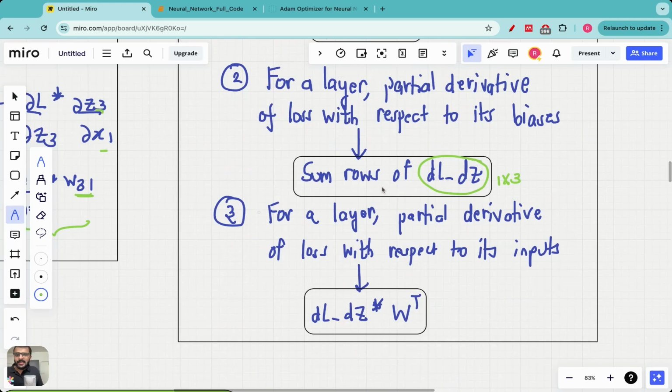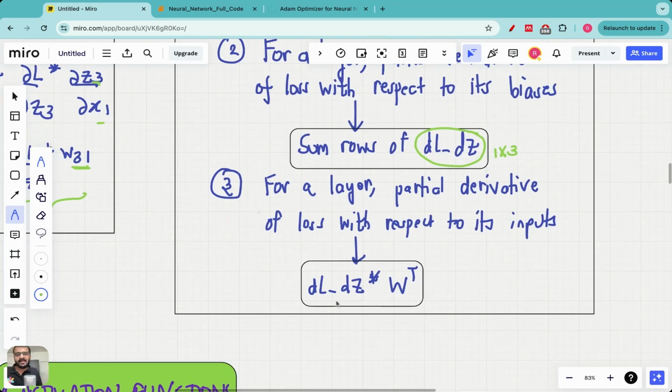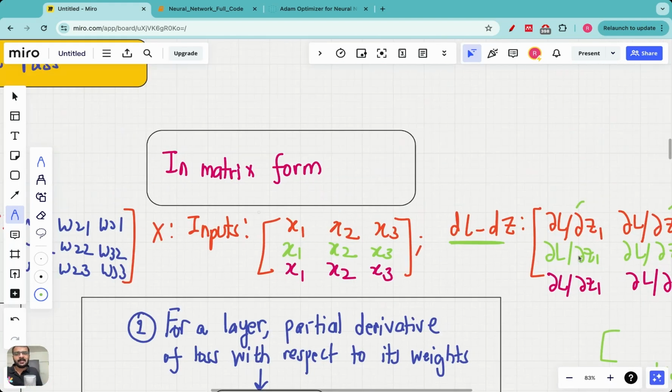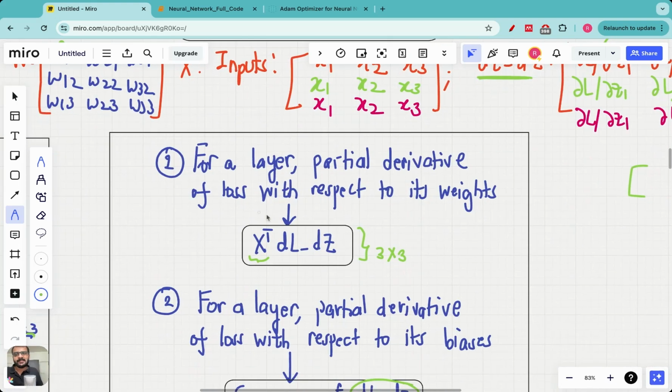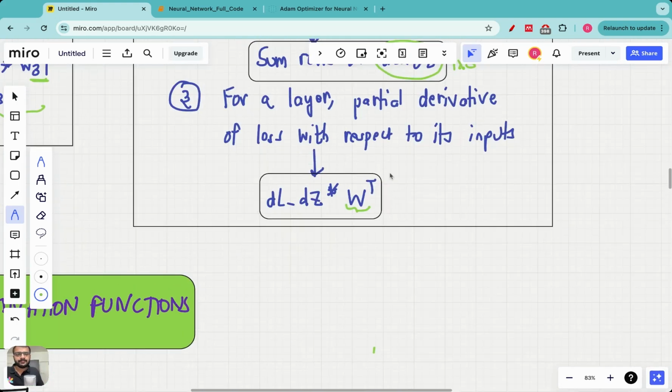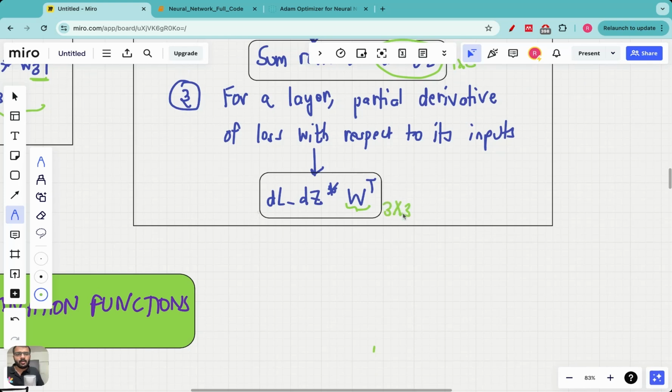And then for any given layer, the partial derivative of the loss with respect to its inputs is given by this formula: dL/dZ multiplied by weights transpose. So dL/dZ is 3 rows 3 columns, and weights is also 3 rows 3 columns. So again this will be 3 rows and 3 columns.